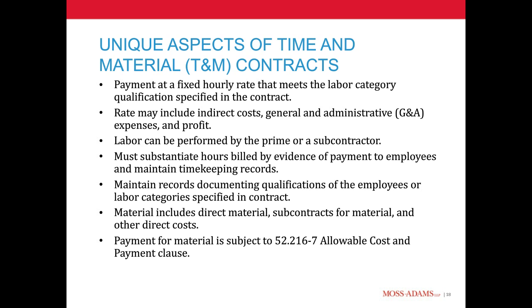And so what are some of the unique aspects of it? It's a payment at a fixed hourly rate, so this T&M rate has been negotiated that it gets applied to the labor hours. It doesn't change based on actuals, it's just a fixed rate, and it has to meet the labor category qualifications specified in the contract. So what's important on a T&M contract is that the hours are being recorded in the right category so that somebody meets the qualifications for that T&M labor category that they're being billed at. And so it's more of a focus on auditing the category there and on the hours there than on the amount of the rate that's there, because that's a fixed rate at that point. The rate may include indirect costs, G&A, and profit.